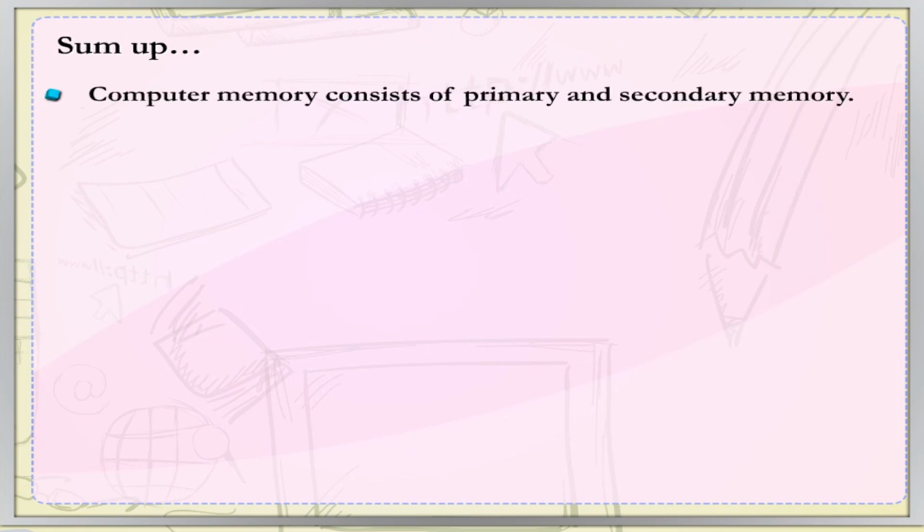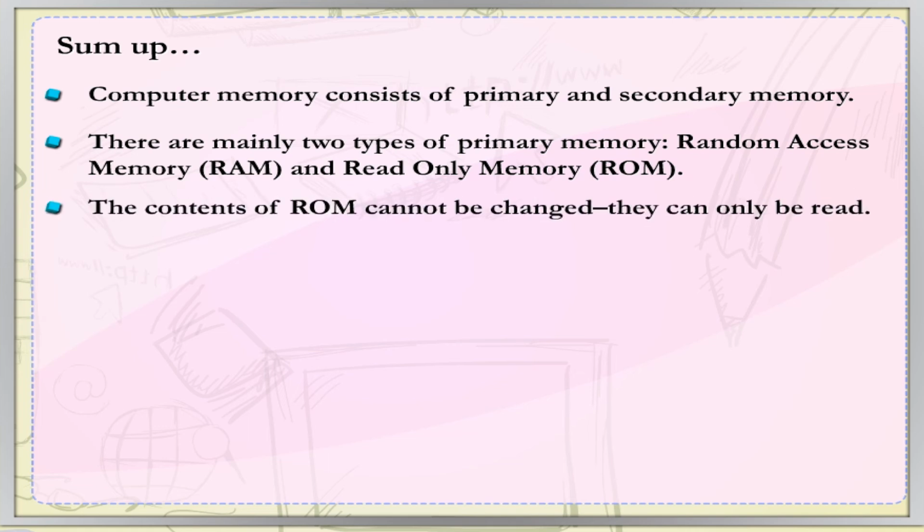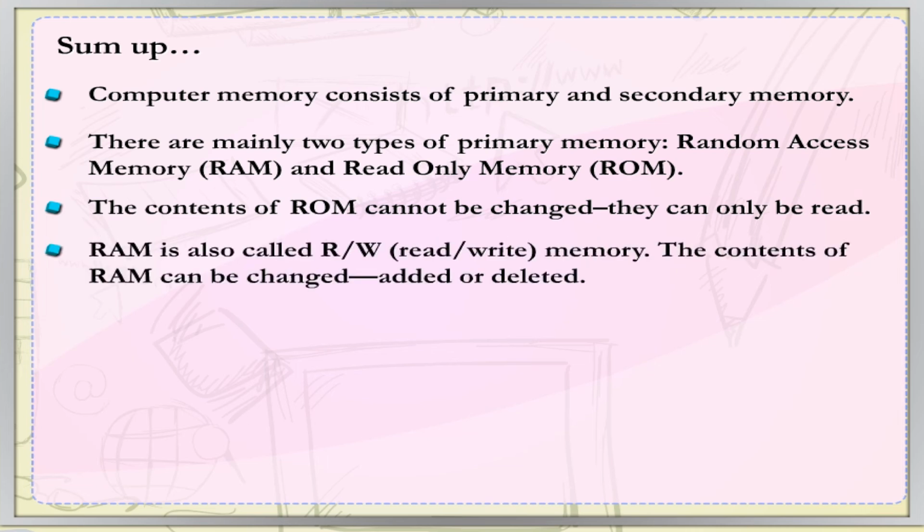Sum up. Computer memory consists of primary and secondary memory. There are mainly two types of primary memory: random access memory, RAM, and read-only memory, ROM. The contents of ROM cannot be changed. They can only be read. RAM is also called R or W, read or write memory. The contents of RAM can be changed, added or deleted.